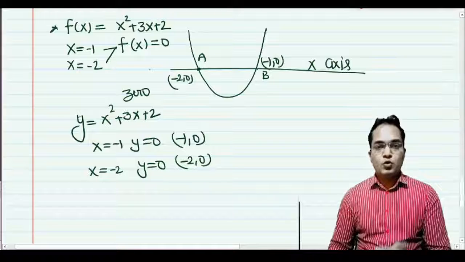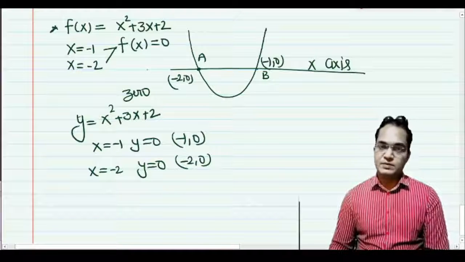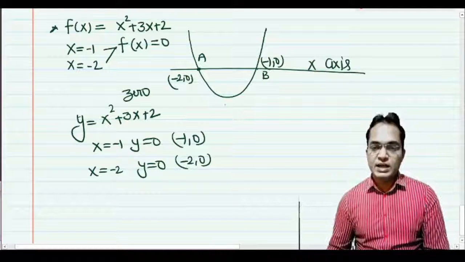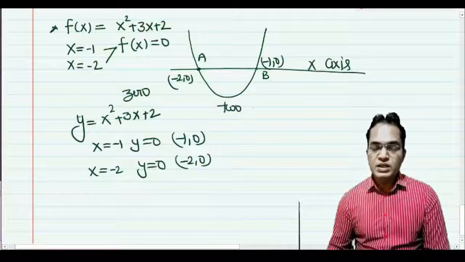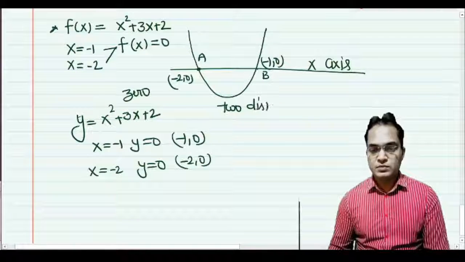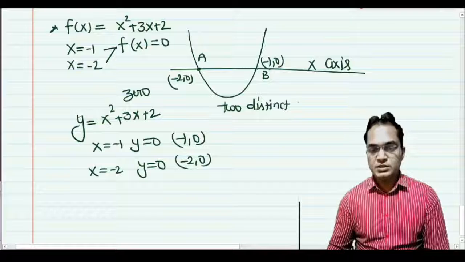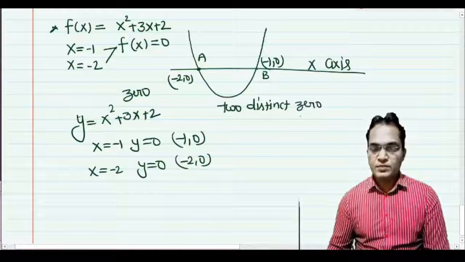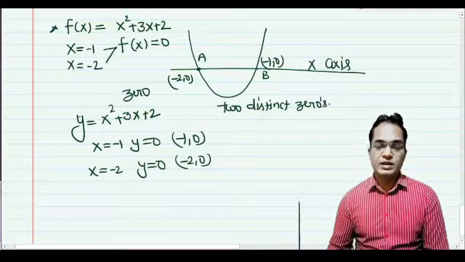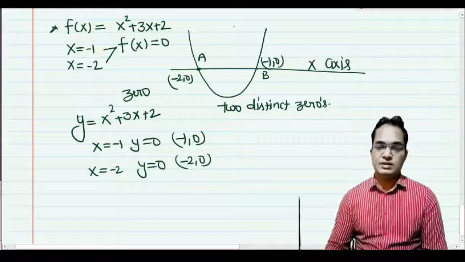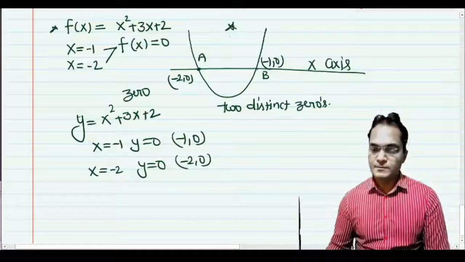Now we are going to take some more examples. In this case there are two distinct zeros. If two distinct zeros are there, then the figure is like this parabola. Got it?